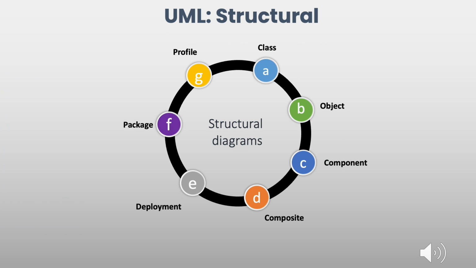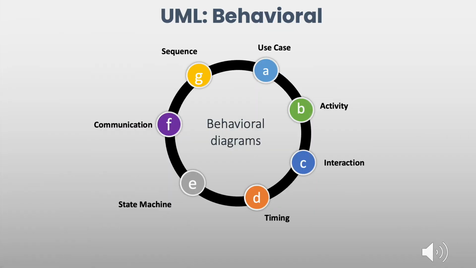So what are the structural diagrams? As we can see in the presentation: class, objects, component, composite, deployment, package, and profiles. So these are all the structural diagrams. So what are the behavioral diagrams? As we can see in the presentation: use case, activity, interaction, timing, state machine, communication, and sequence. These all fall under behavioral UML diagrams.